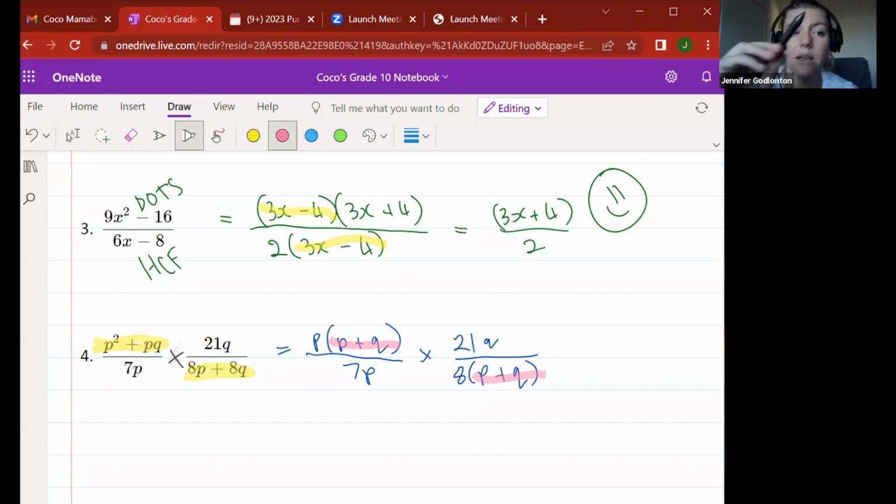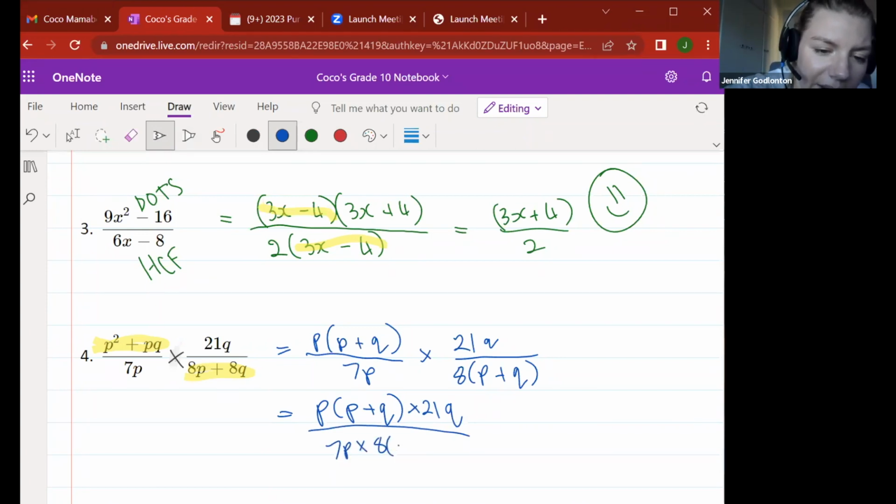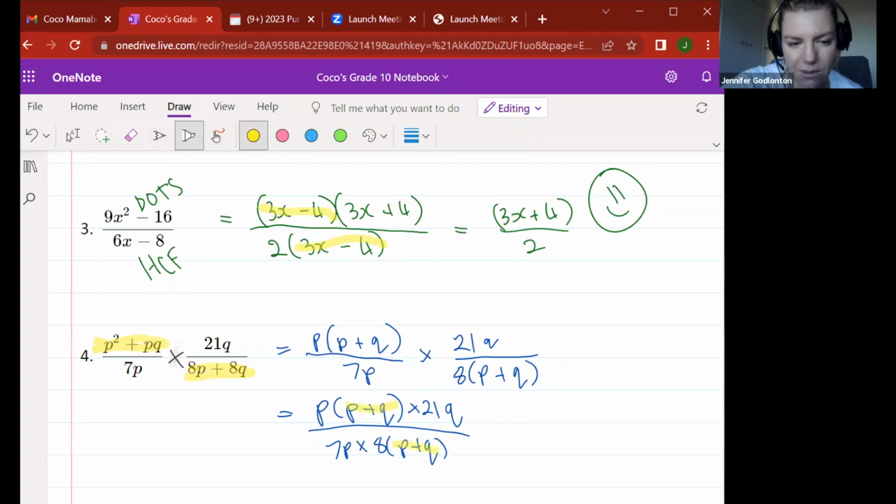Does that make sense? Yes. But ma'am, if that scares you, you don't have to do it like that. You can also do it in 2 steps. So we could also write this out. When we're multiplying, think about it as a fraction. When you multiply fractions, you just multiply them together, right? So I'm just going to write it like this. P plus Q, and then I'm going to say times 21Q, all over 7P times 8 times P plus Q. So all I've done is I've pushed them together. I haven't done anything fancy. But that helps us see what can cancel. So this P plus Q can cancel with that P plus Q. This P can cancel with that P.